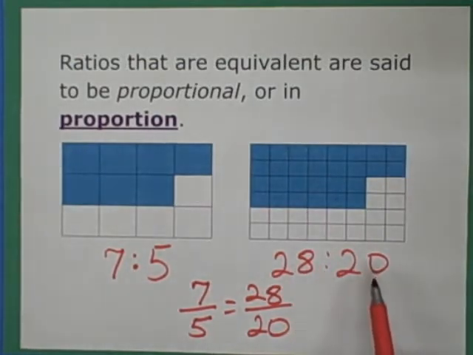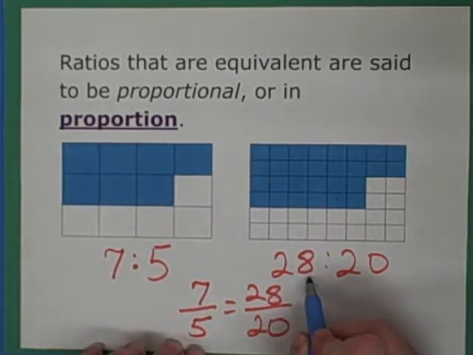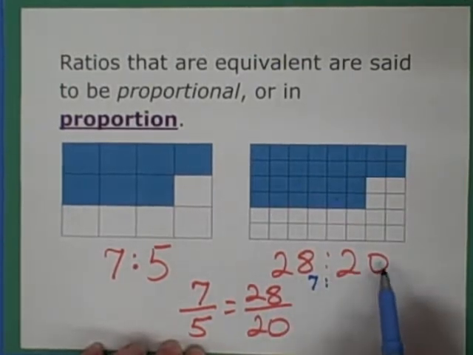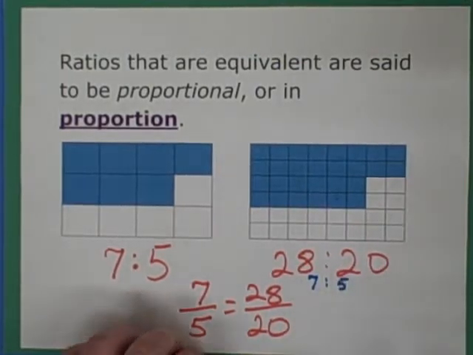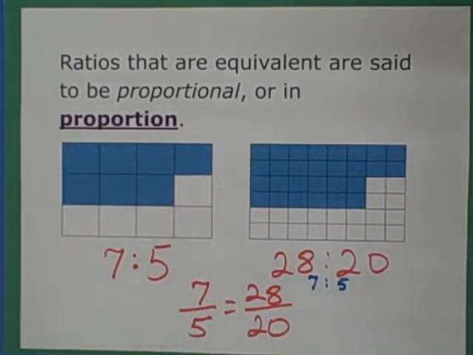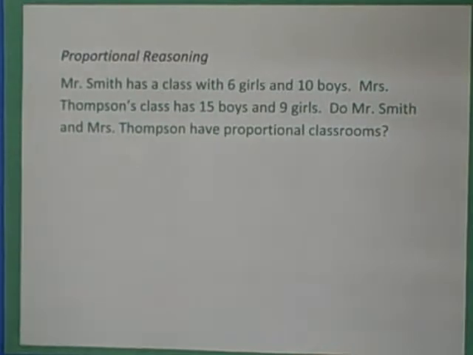28 to 20 can be reduced to 7/5. If we divide 28 by 4, we would get 7. And if we divided 20 by 4, we would get 5. So they both are a ratio of 7 to 5. And we write them as fractions with an equal sign between them. That is a proportion. We're going to use our understanding of a proportion to actually solve problems that have a missing amount.